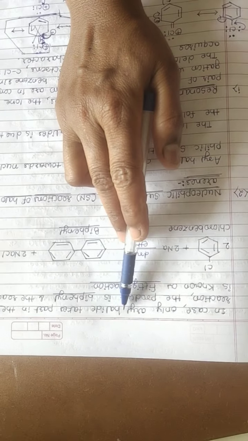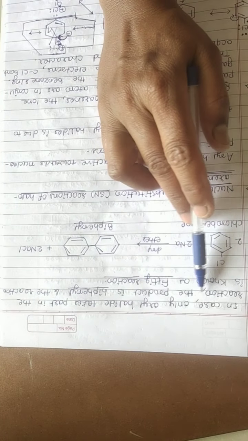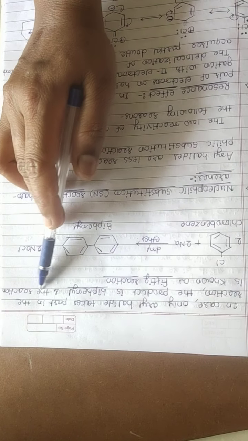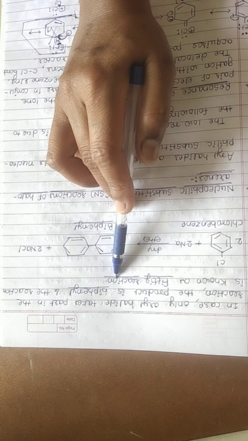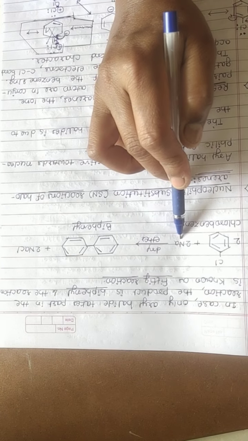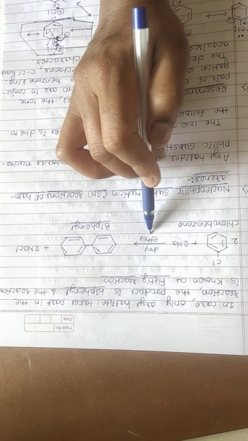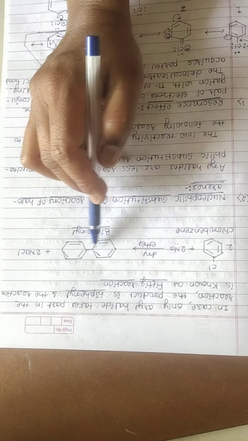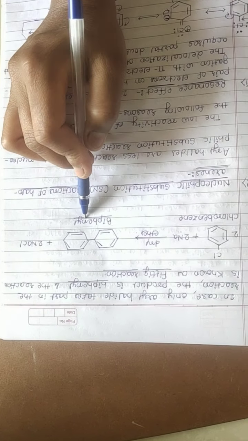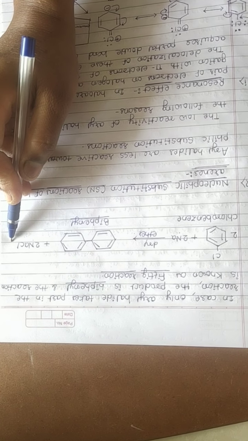In case only aryl halides take part in the reaction, the product is biphenyl and the reaction is known as the Fittig reaction. When only aryl halide reacts with sodium metal, that is, chlorobenzene reacts with sodium metal in the presence of dry ether, two benzene rings combine with each other, that is called biphenyl, and the byproduct is two molecules of NaCl.